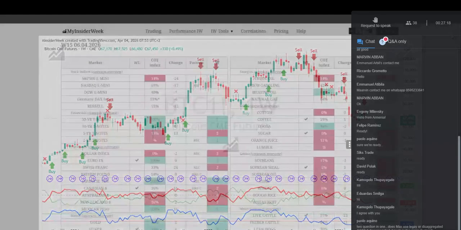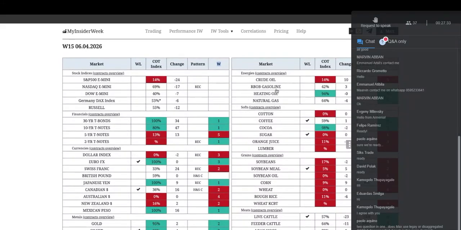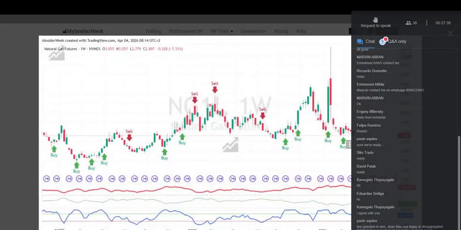So we have here crude oil, gasoline, and heating oil. All these markets are strongly correlated, but when we have conflicts like in Iran now, usually gasoline and heating oil increase stronger, and also the correction is stronger.